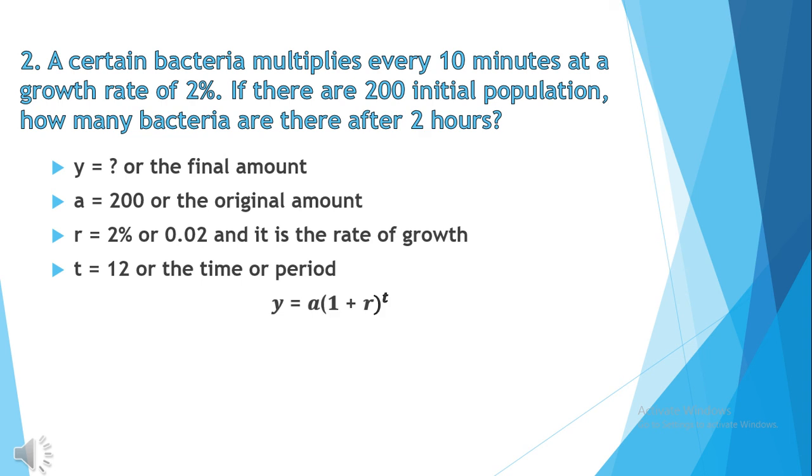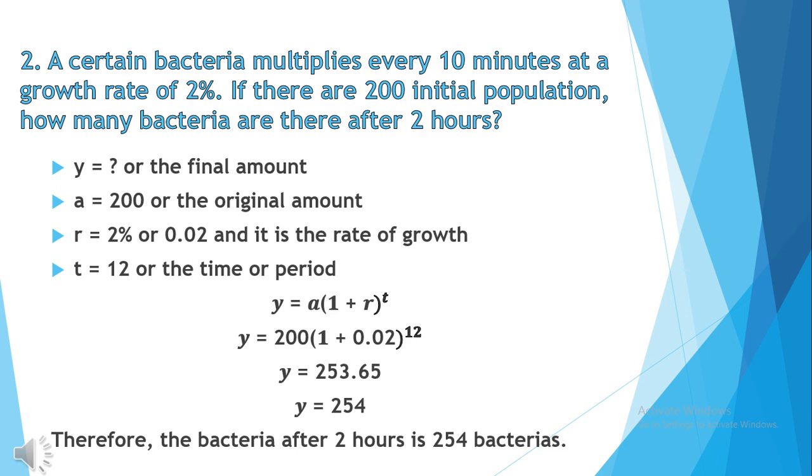Then we can do the substitution method. y = a(1 + r)^t is our formula. By substitution, y is equal to 200(1 + 0.02)^12. By doing the PEMDAS rule, we can easily get the final answer, which is y equal to 253.65 or y equal to 254. Therefore, the bacteria after 2 hours is 254 bacteria.